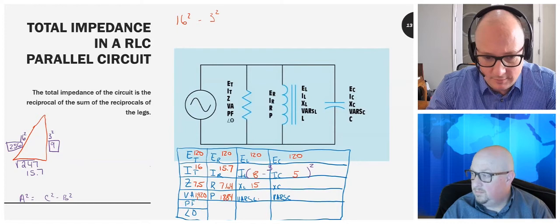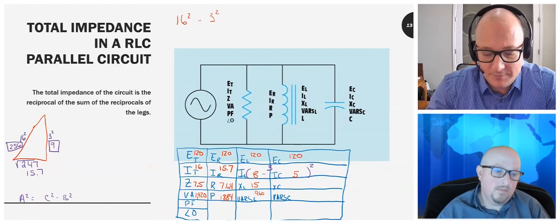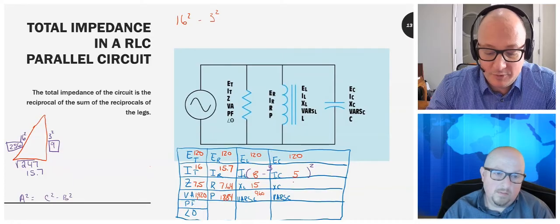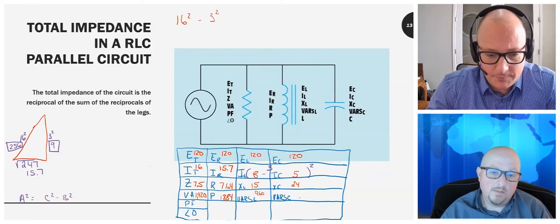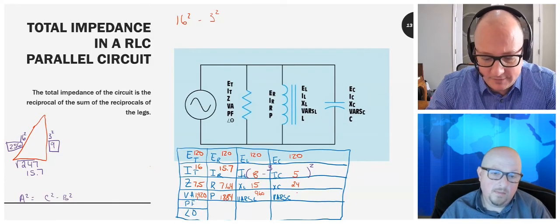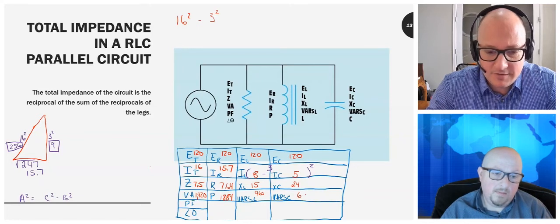And 120 volts times 8 amps, 960 vars of L. All right, 120 volts drop, 5 amperes of current flowing, 24 ohms of capacitive reactance. And 5 times 120, 600 volt amperes reactive in the capacitor.